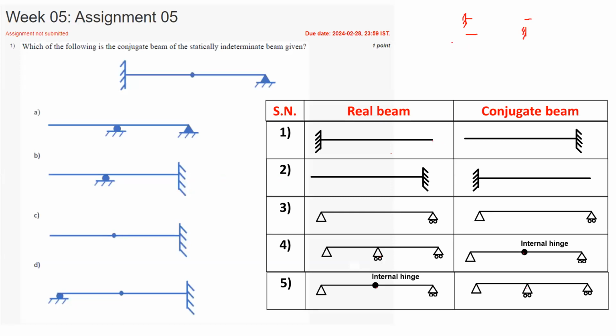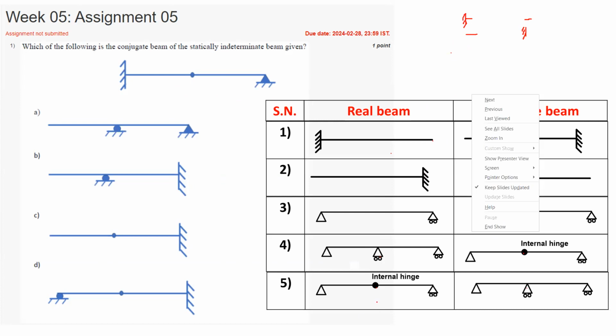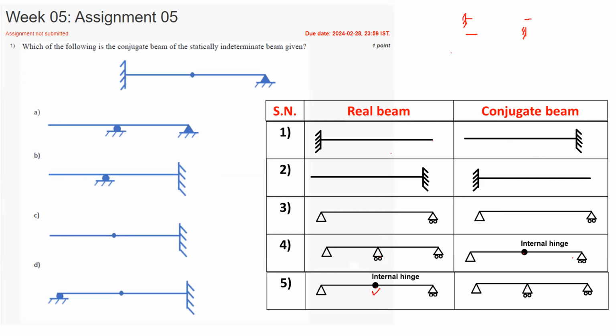If you have an internal hinge, then it becomes a continuous support. You can see over here in the 5th, we have an internal hinge which becomes your continuous support. And if you have a continuous support, it becomes an internal hinge. So now you can see we have this problem. So we have first the fixed support, this becomes free.